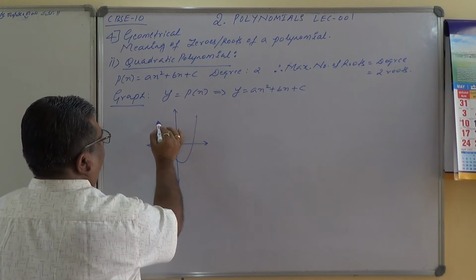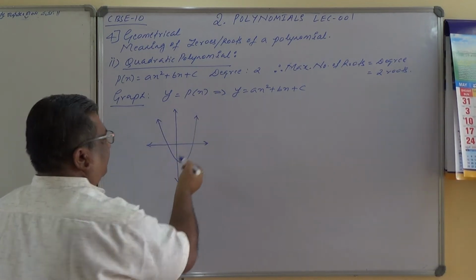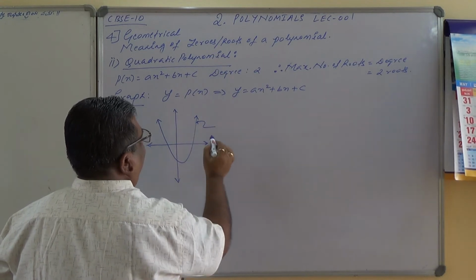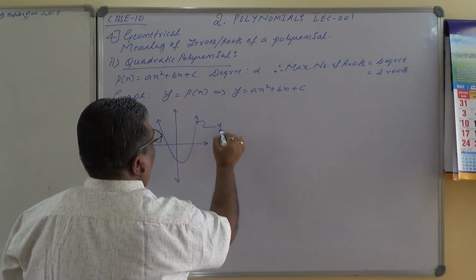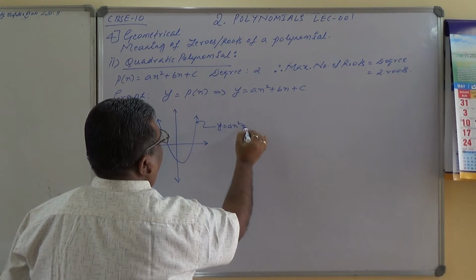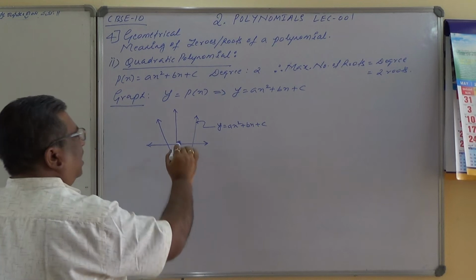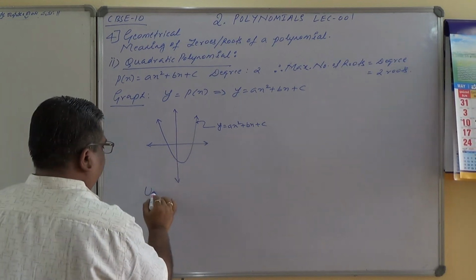These graphs are called parabolas. The name of this one is parabola. What is the equation here? y equals ax square plus bx plus c. And this is called an upward opening parabola.